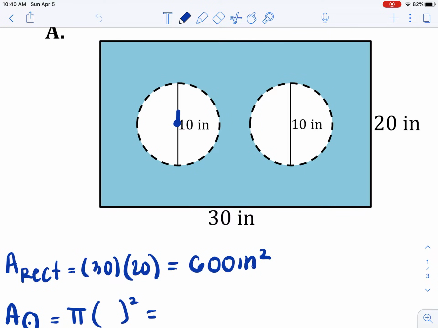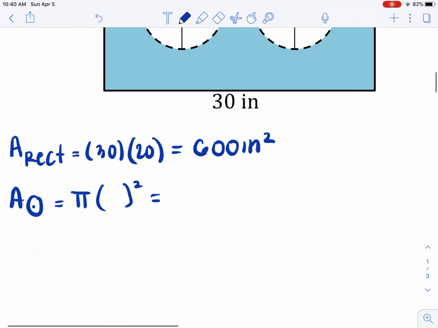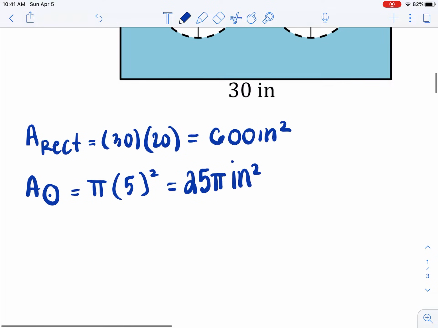Okay, so in this circle here, did I give you the radius? No, but I gave you the diameter, so I can get the radius. It's just half of that, so my radius is 5 inches. I'm going to put the 5 in there. So that is 25 pi inches squared. Notice I'm not changing it to a decimal yet. I wait to change it till my final answer.